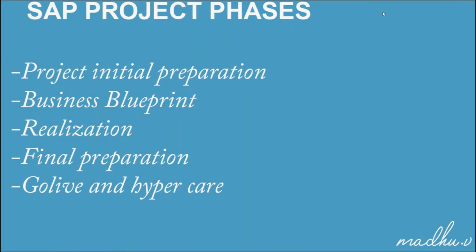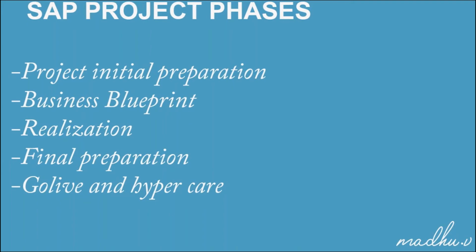Now the project phases. The project phases are about 5 phases here. What are project phases? Take any project type like implementation, rollout, or upgradation, not the support. In the first three, implementation, rollout, upgradation, typically you are going to see these 5 phases in any project. So let's start with project initial preparation.